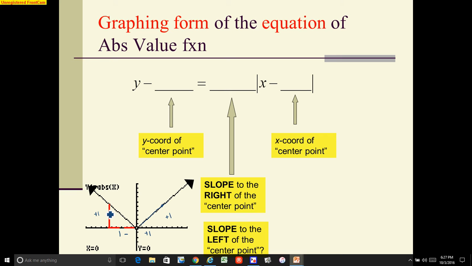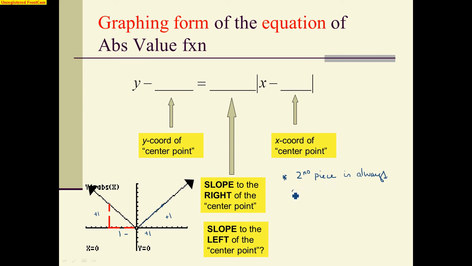The second piece is always a reflection across a vertical line through the vertex. Look at all these V's: vertical line, vertex.